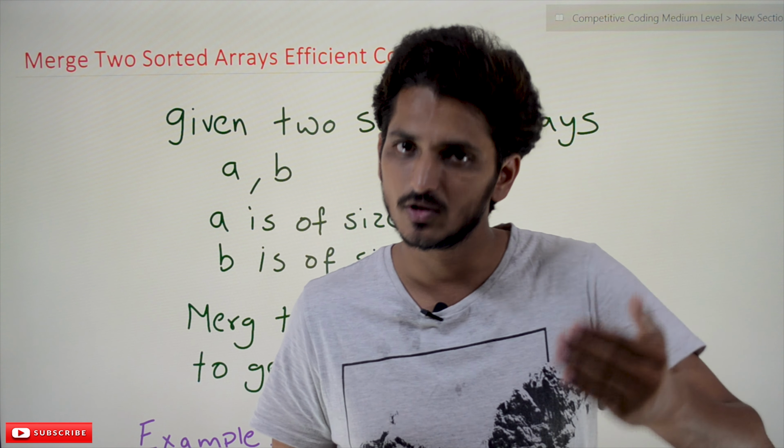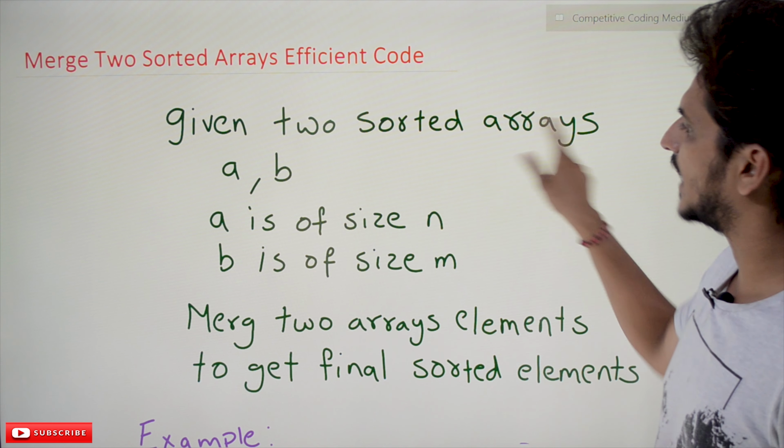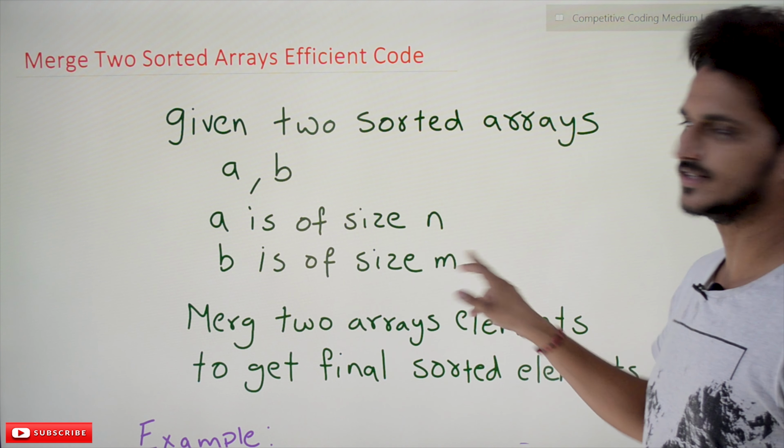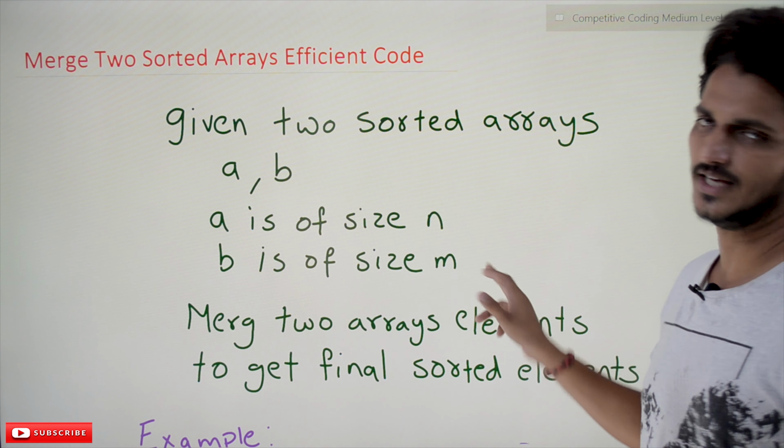So coming to today's example, given two sorted arrays A, B, A is of size n, B is of size m. The elements present in each array are already in sorted order. That is what they are going to say. And we have to merge the two arrays' elements to get the final sorted elements. You have to merge both the elements present in the arrays, and finally you have to get the final sorted list of both the elements.